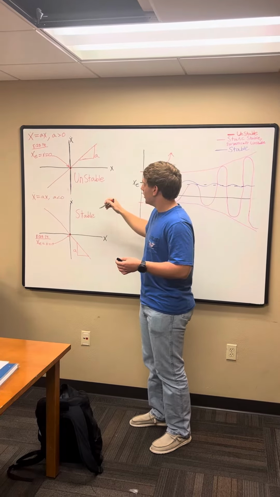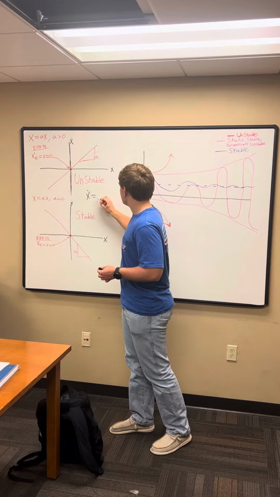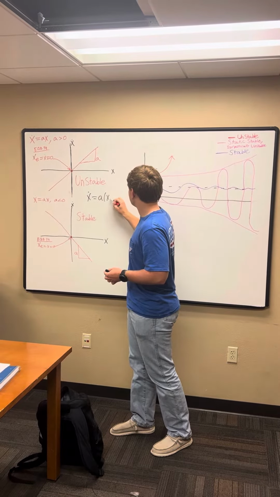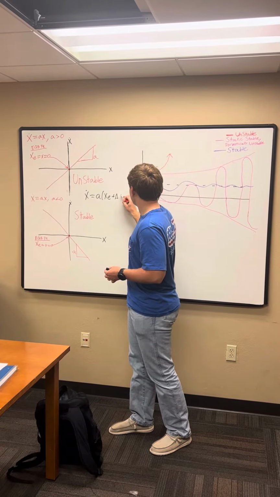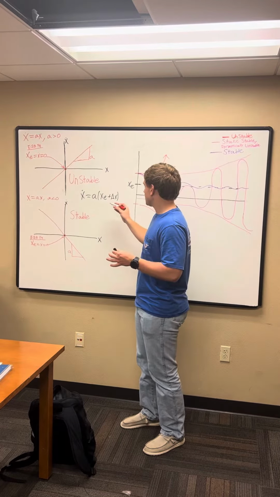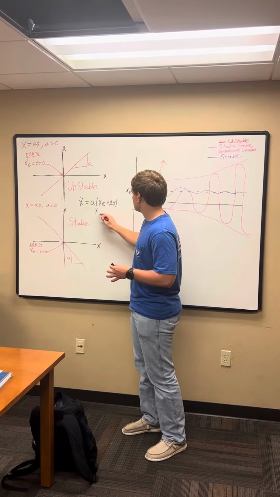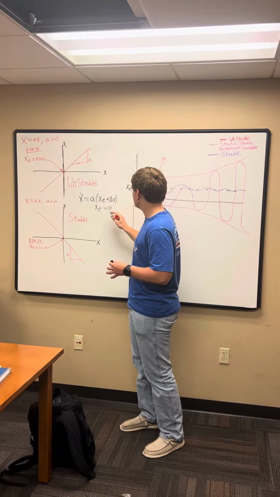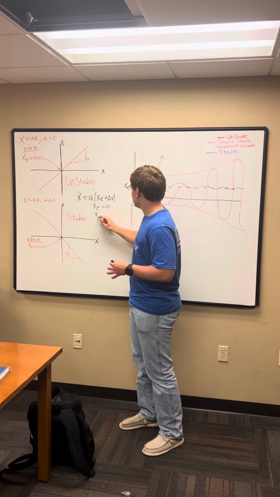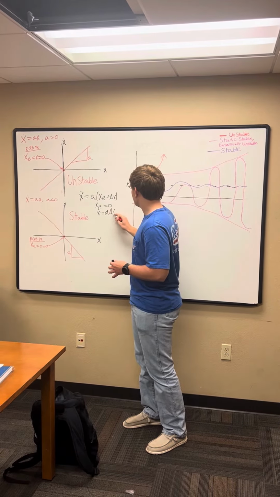The equation to show it's unstable is x dot equals a(x_e + delta x). And so this shows just how it's unstable. Here we know x_e is equal to 0, so this equation is now x dot equals a delta x.